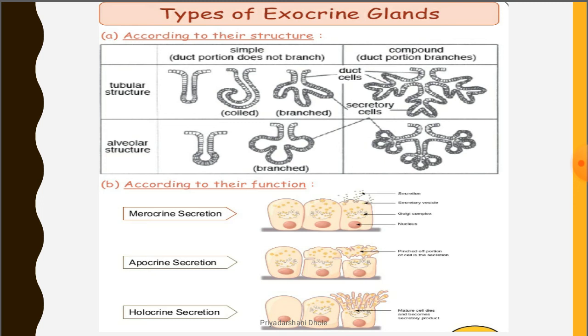According to their function, there are three types: merocrine secretion, apocrine secretion, and holocrine secretion.